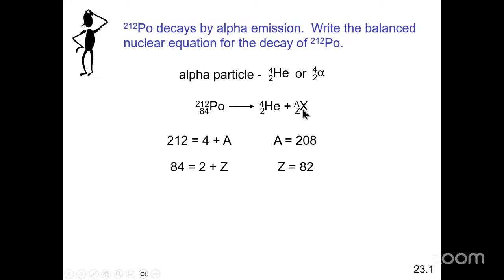What is X? That's very simple. All you have to do is go to the periodic table and look up the element that has atomic number 82, right? And that's all you do. When you do that, you're going to see that that element is lead, and therefore you replace the X with Pb, the symbol for lead. And that's basically how you end up with your balanced nuclear equation for this reaction, all right?